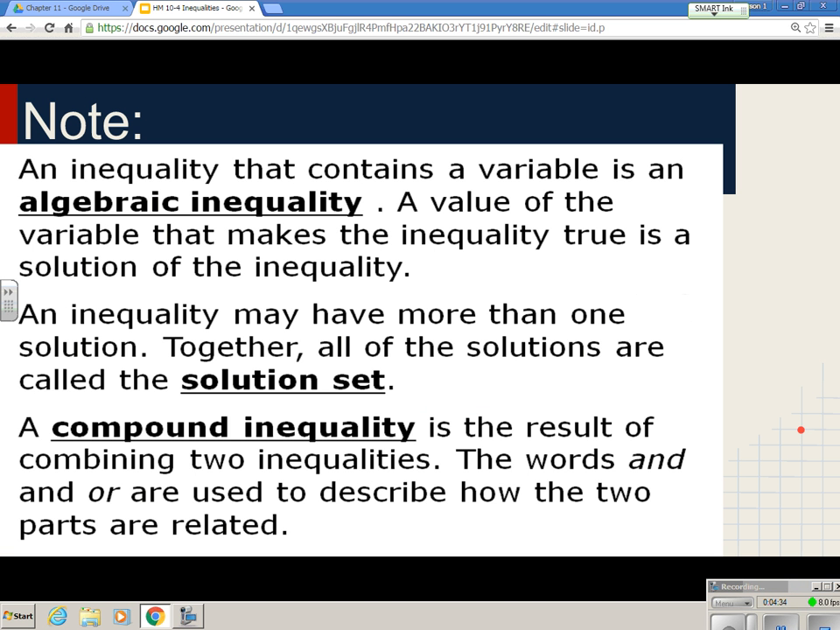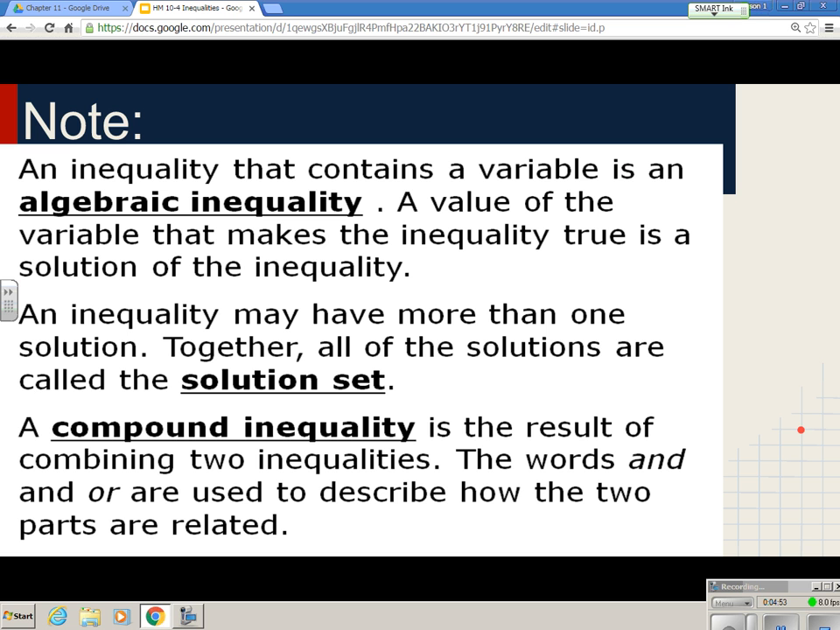So, the other things I want us to talk about are specific inequalities, which are algebraic. Algebraic are quantities where you're going to be looking at variables. Remember, those are letters, and numbers. So those are the things you're going to be looking at. An inequality may have more than one solution.